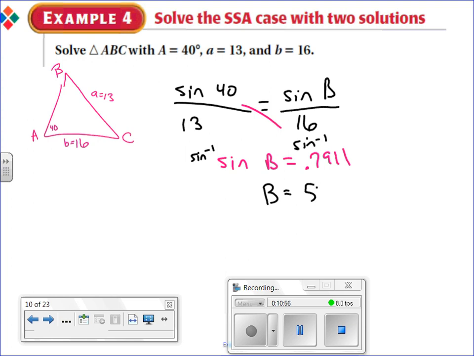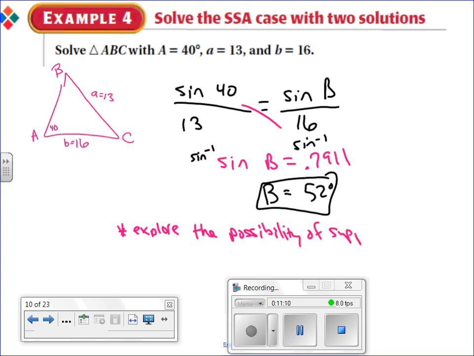(52°). Now, we have to do what you do every single time you do a sine inverse, and that is explore the possibility of the supplement of B. What's the supplement of B? 180 minus 52. So the question is, would 128 be able to fit in this picture? Would I have enough degrees left for angle C? Because you have to have 180 degrees in every triangle.